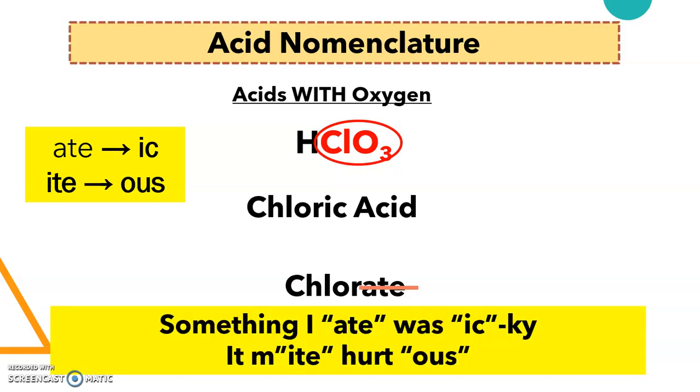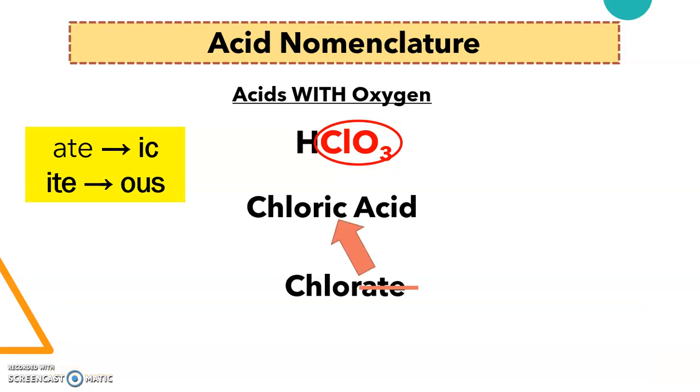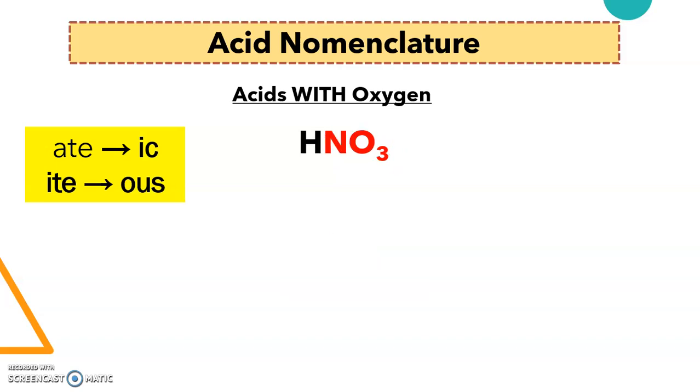Now, I have a little phrase that might help you remember these naming schemes. It's really silly, though. Something I ate was icky. It might hurt us. It just at least helps you remember which endings are linked with which. Okay, so again, the IC ending came because I had an ATE ending on my polyatomic ion.